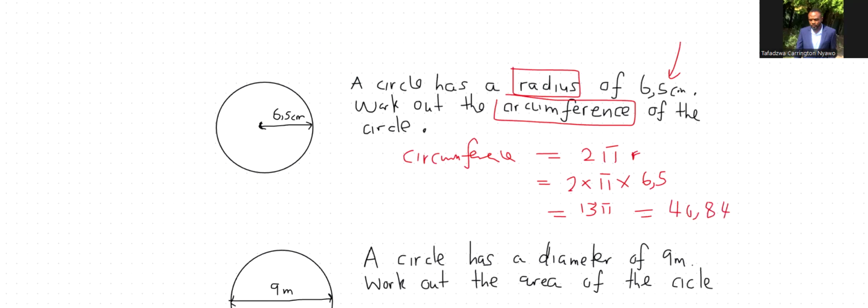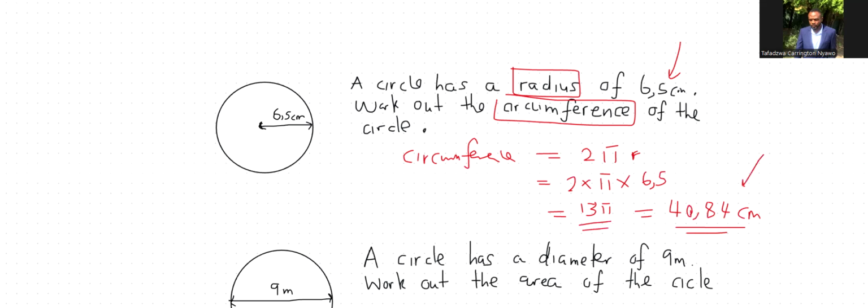40.84 centimeters. So this is my answer. So they can say leaving your answer in the form of pi, or in terms of pi, you can leave your answer as 13 pi. But when they specify that give your answer correct to two decimal places, you then leave your answer like this. All right. So this is 40.84 centimeters. This is the answer.